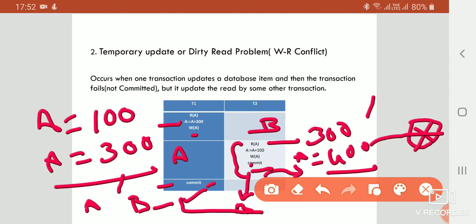So this is an inconsistency. This situation might occur when you are performing transactions. This is one type, the dirty read problem. Here you are getting 300 and here you are getting 400 as the result. So this is an inconsistency problem, also called the dirty read problem or write-read conflict.